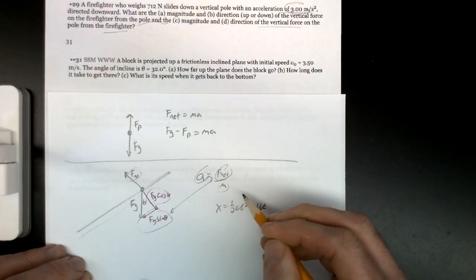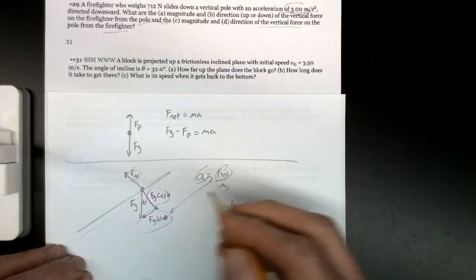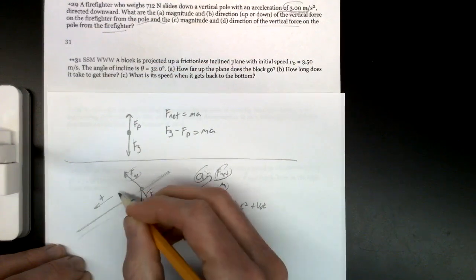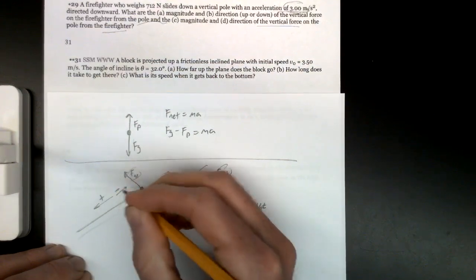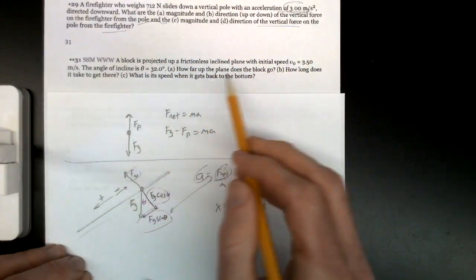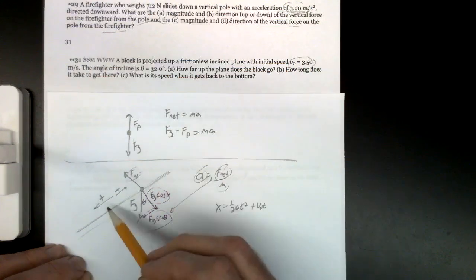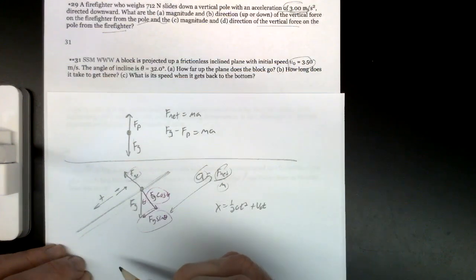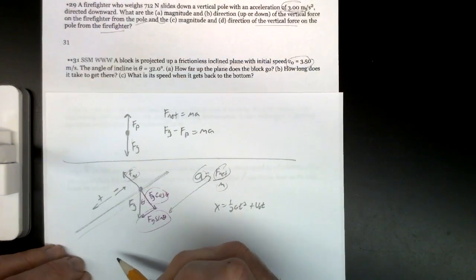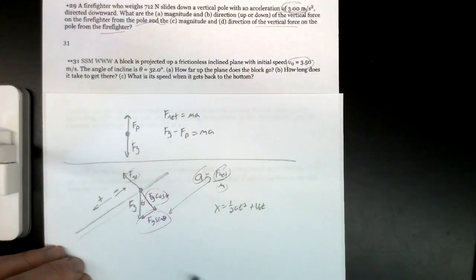Keeping things positive in the right direction, so choose a direction to be positive. If down the ramp is positive and up the ramp is negative, then this initial speed right here potentially has to be negative, if up the ramp is negative. So just keep track of your positives and negatives for that one. It's very important.